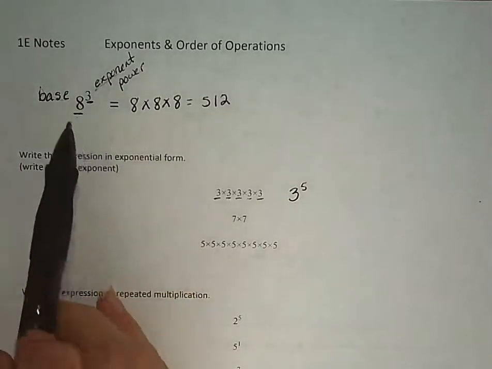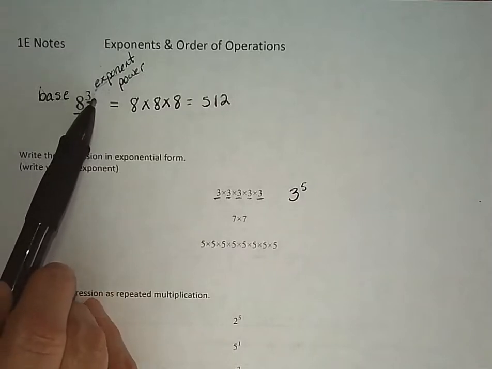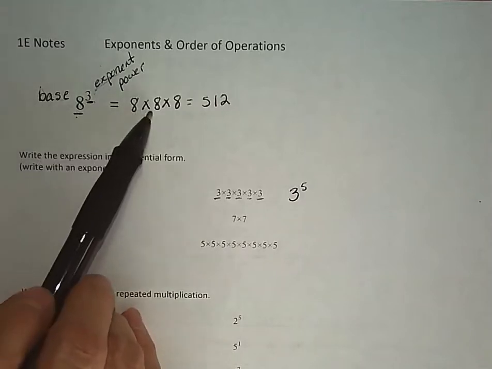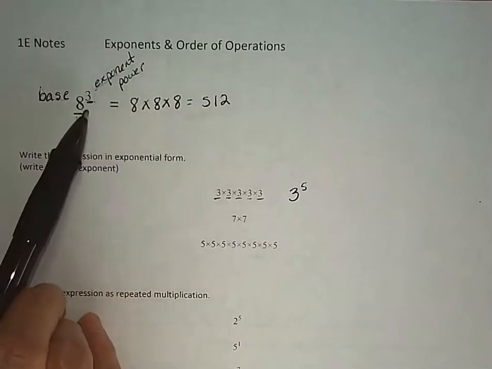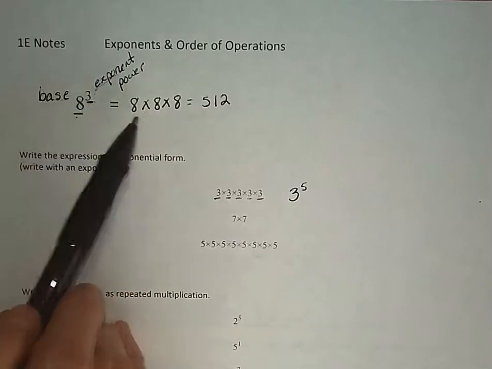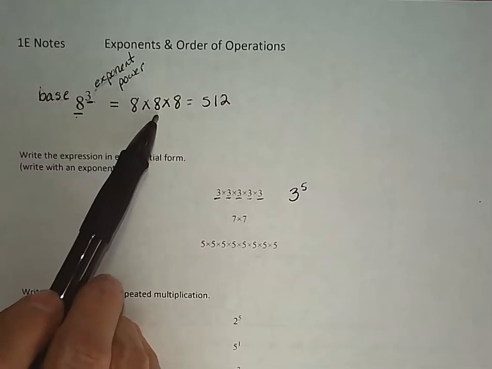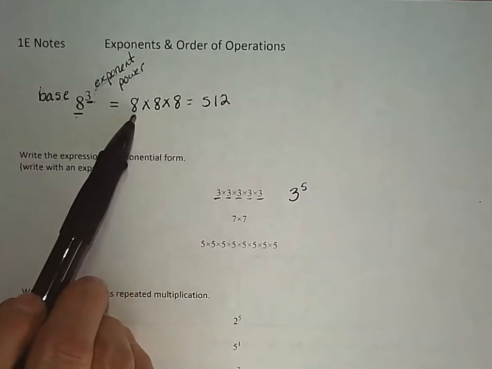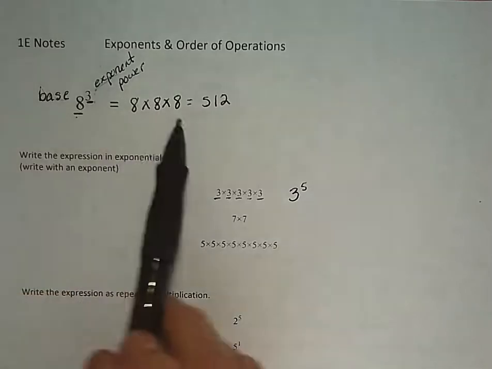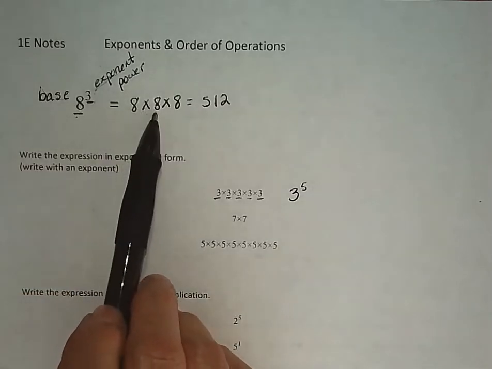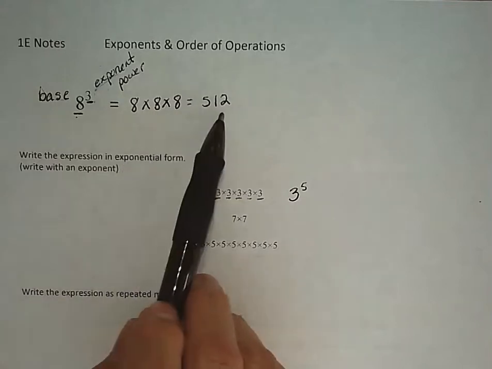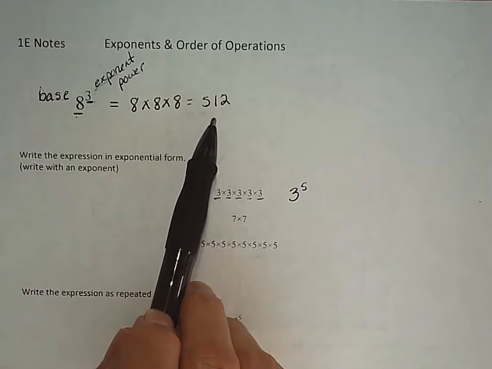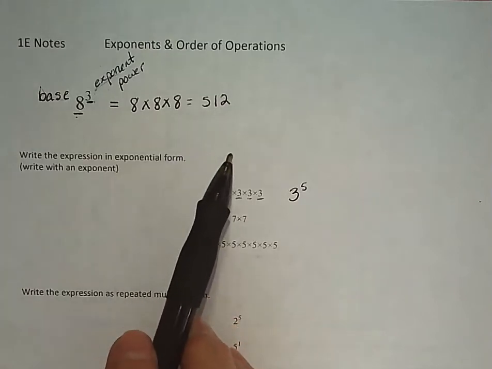Now the way that this problem works is the exponent tells us how many times to write the base as a factor or a multiplier in a multiplication problem. So 8 to the third would be equal to 8 times 8 times 8. Not 8 times 3, that's a different problem. This is 8 times 8 times 8. And when I multiply this out, 8 times 8 would be 64, and then 64 times 8 would give me 512. 8 times 3 is only 24, so you can see that these are vastly different problems.